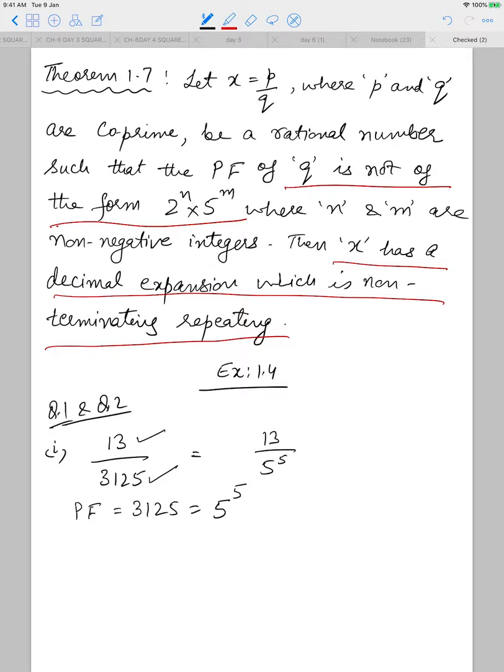Now look at the prime factorization of the denominator. It contains only the powers of 5. So it will have a terminating decimal expansion.